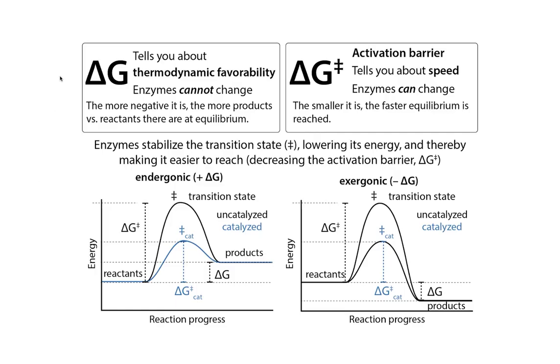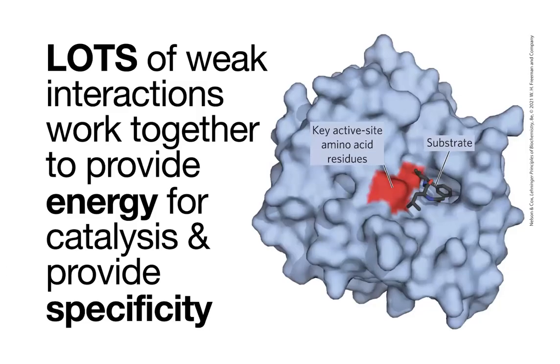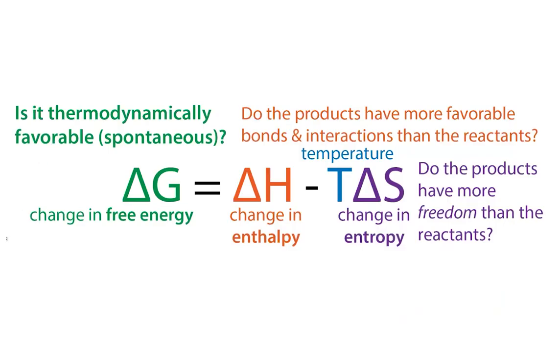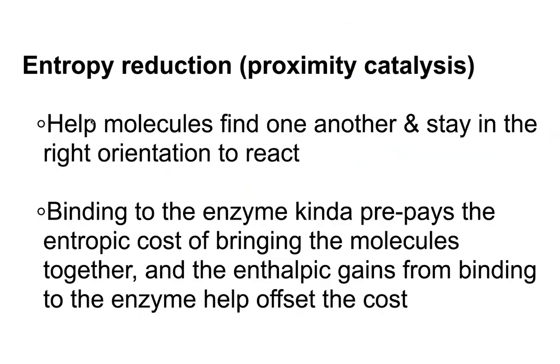Okay, so now how are we going to actually lower the energy of that transition state? First is just that good old proximity catalysis. And those good old IMFs, those are intermolecular forces. What those are going to do is help prepay the entropic cost of bringing the molecules together. And then you're going to get the enthalpic gains from binding to the enzyme to help offset that cost.